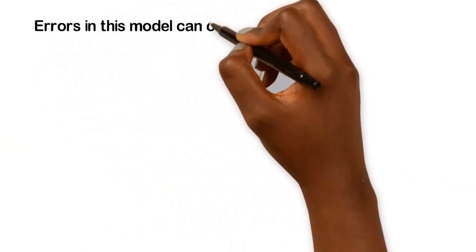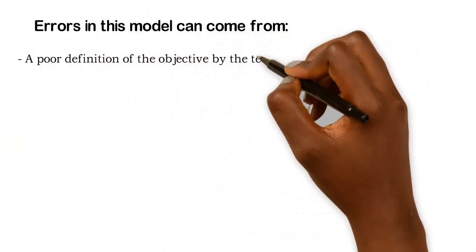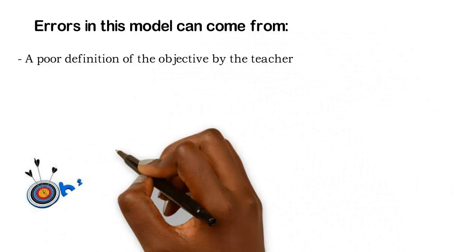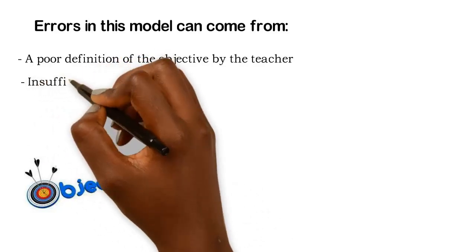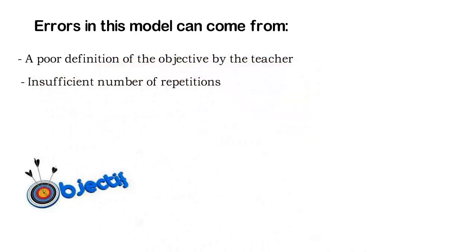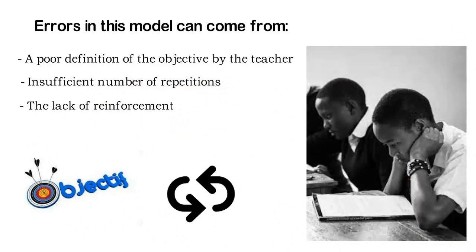Errors in this model can come from a poor definition of the objective by the teacher, from a too high objective. If we only deal with the prerequisites, we cannot differentiate. Insufficient number of repetitions, that is, lack of training. The lack of reinforcement, importance of positive reinforcement and encouragement.